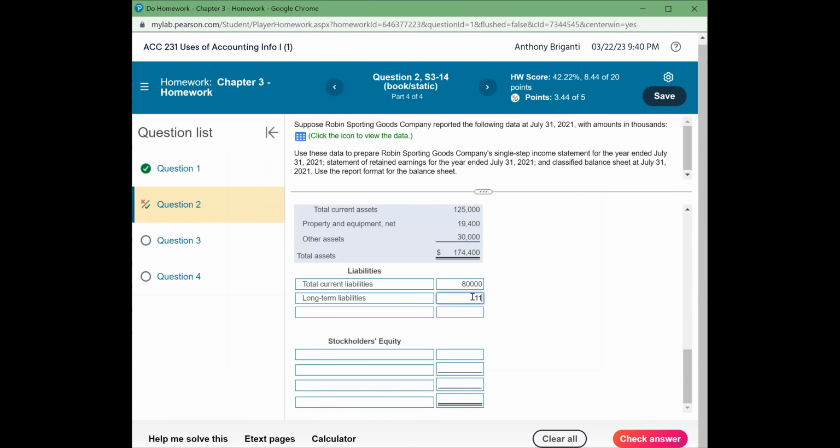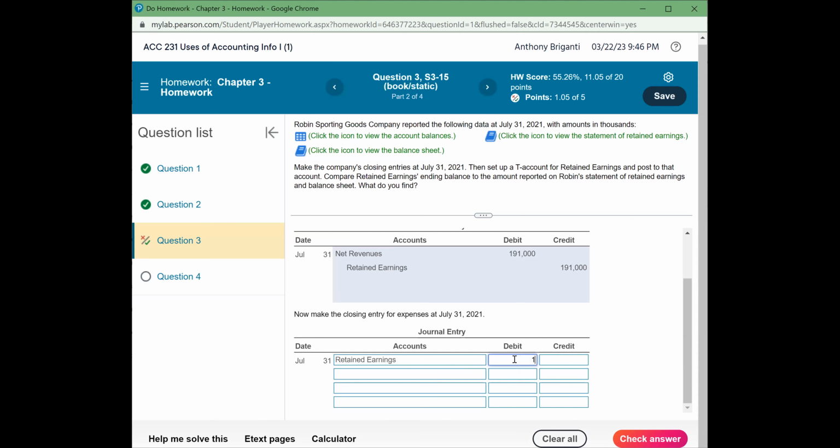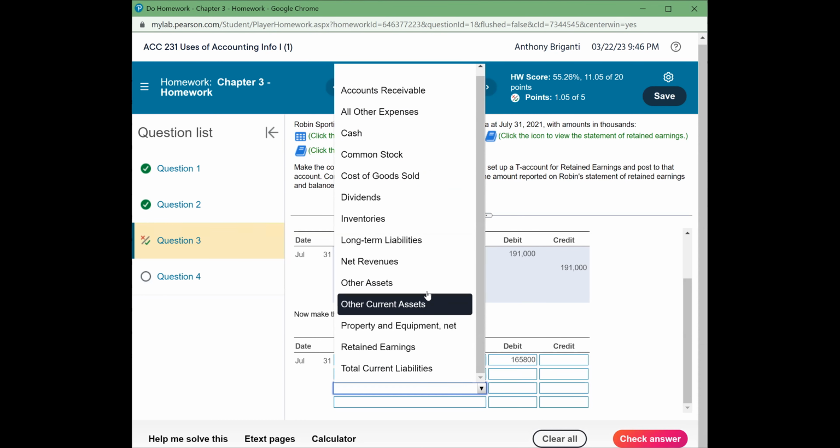Now for the second one here, it is retained earnings. Okay. But it's for July 31st, not the revenues. Anyway, 165,800. And this is divided up among the cost of goods sold and all other expenses. So if we were to go to one of these tables here, we would find that those values are there. Cost of goods sold is 136,800. And then the all other expenses, we would find 29,000 there. And if you add up the two credits, it will equal the one debit.